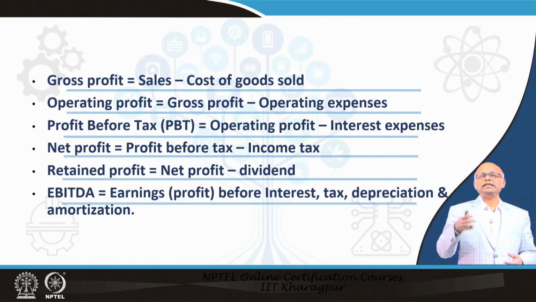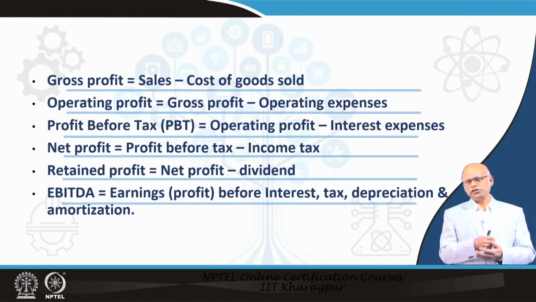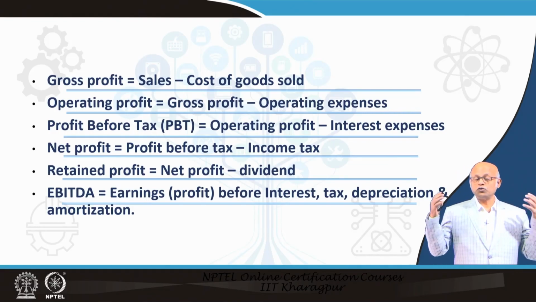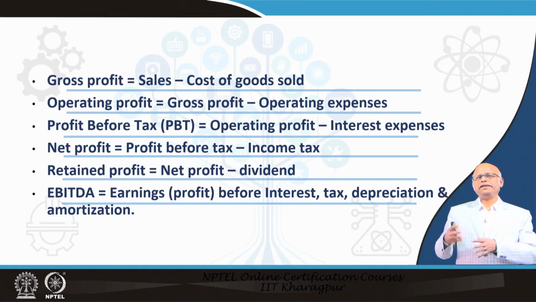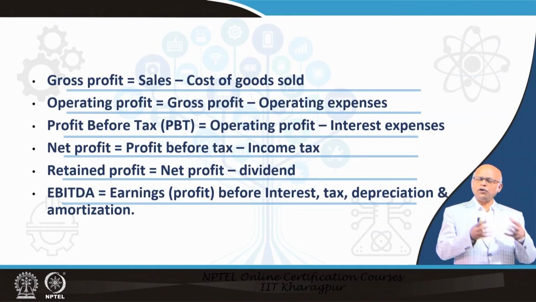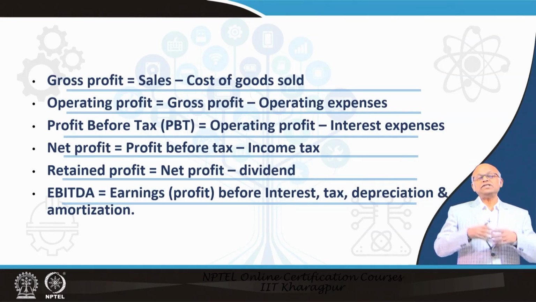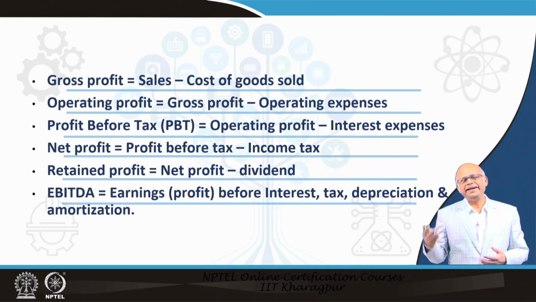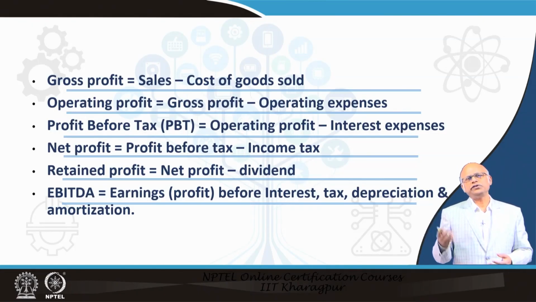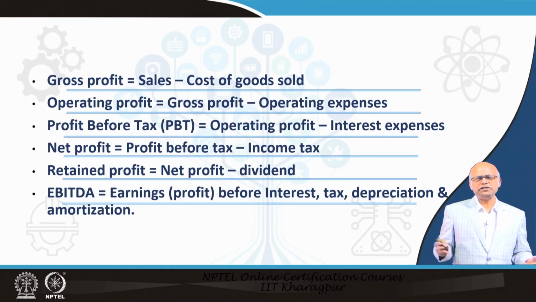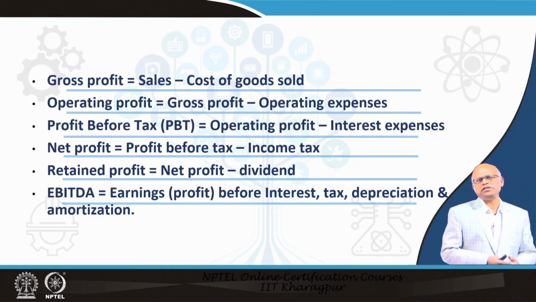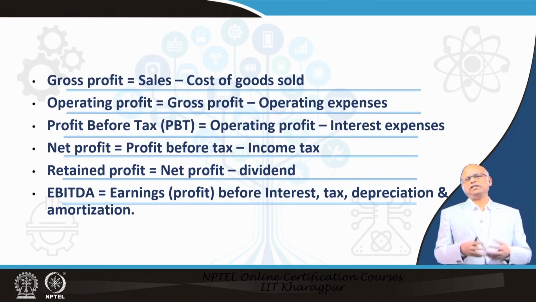Gross profit is equal to sales minus cost of goods sold, meaning your total sales in a year minus the cost of all those goods selling which you gain that sales. Sales also is referred to as revenue. So, there is no point of confusing between the two. Many people use it as revenue, many people use it as sales.